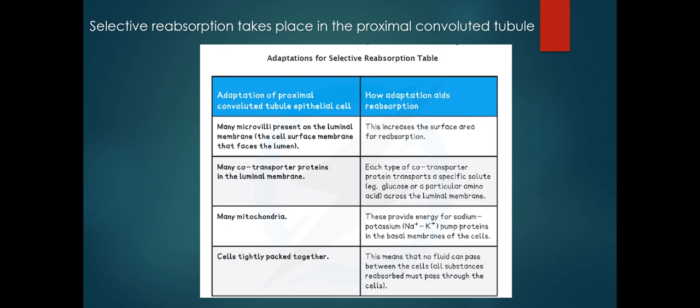And many co-transporter proteins, you're going to learn why these are present, and many mitochondria, plural, to provide energy because active transport is occurring here, and remember that active transport always requires energy. And the cells are tightly packed together so that nothing escapes, they must be reabsorbed, and so that they are easily reabsorbed.